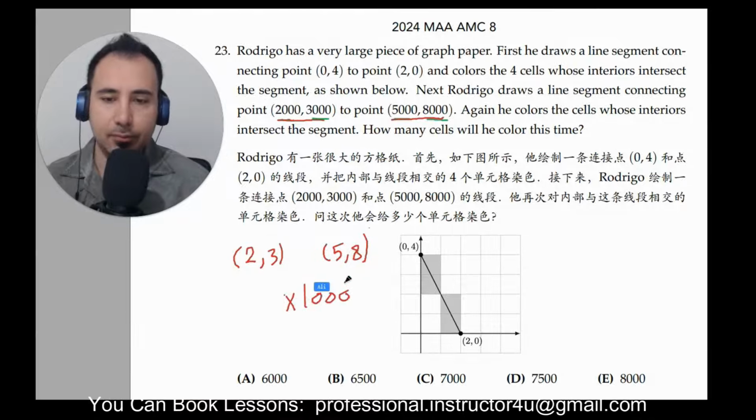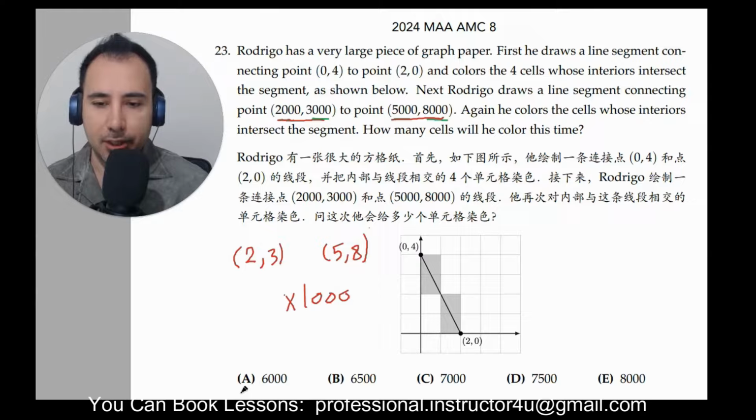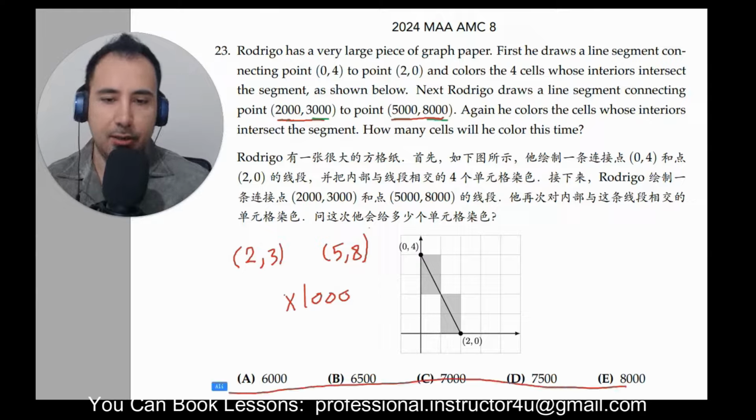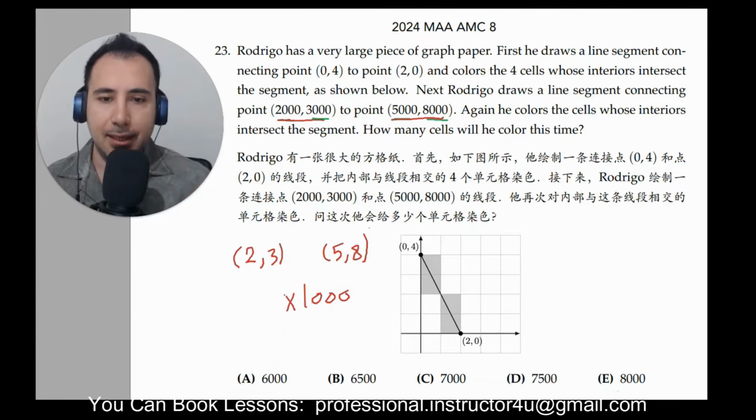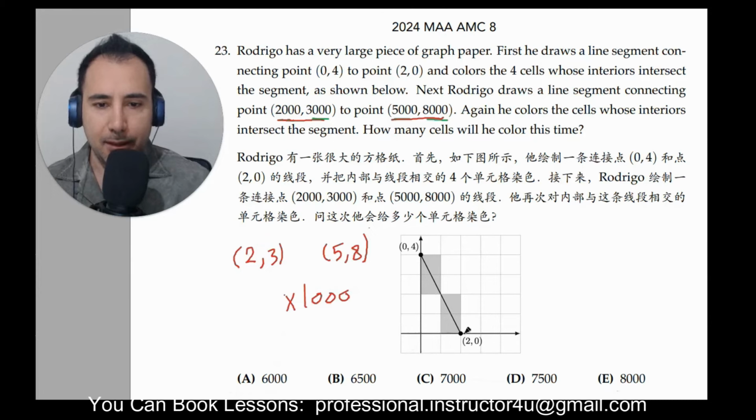Okay? So now, take a look at the options. We could already cross some of them. See, is it possible to, for example, go through 6.5 square? Do we have such a thing?